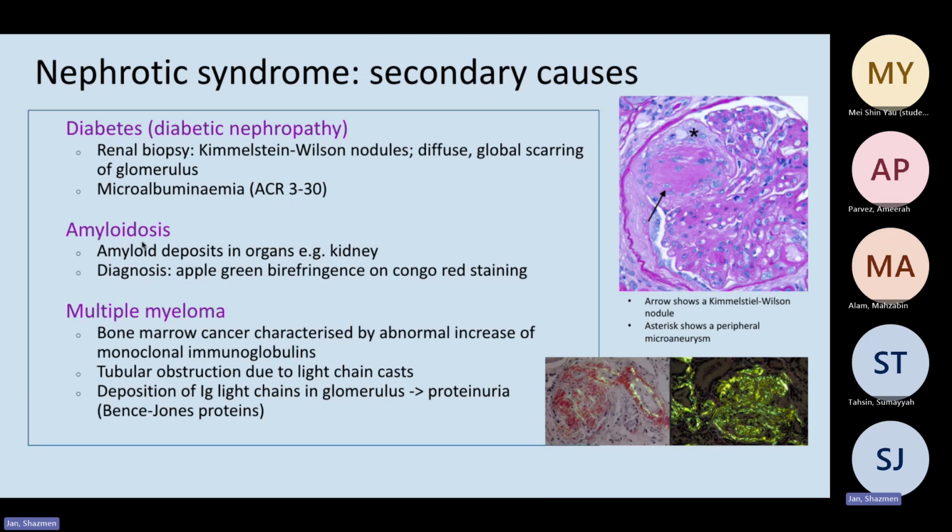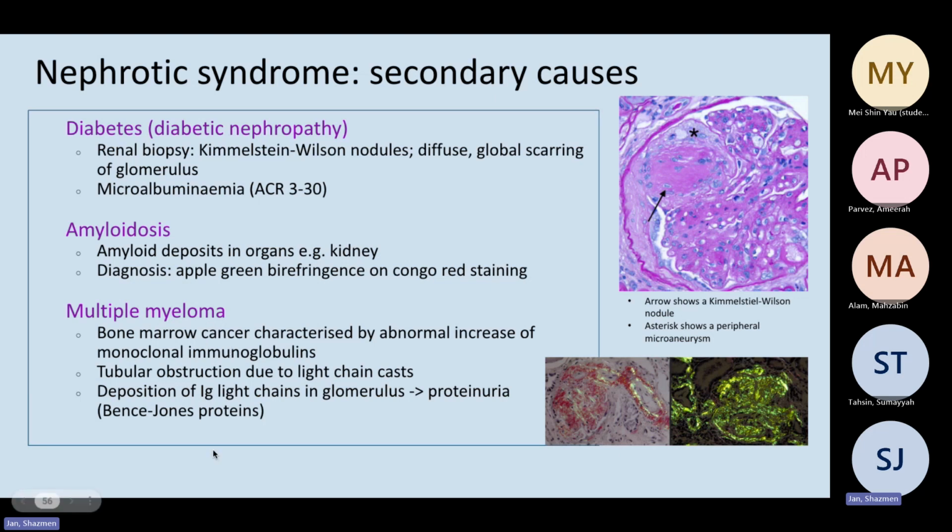Amyloidosis can also cause nephrotic syndrome. In amyloidosis, you get deposits of amyloid in different organs around the body, and that can also happen in the kidney. This fact is quite specific and quite niche, but it can come up in exams. Essentially, the way we diagnose it is that on Congo red staining, you would see this apple green birefringence. You can see right here that it glows this apple green color.